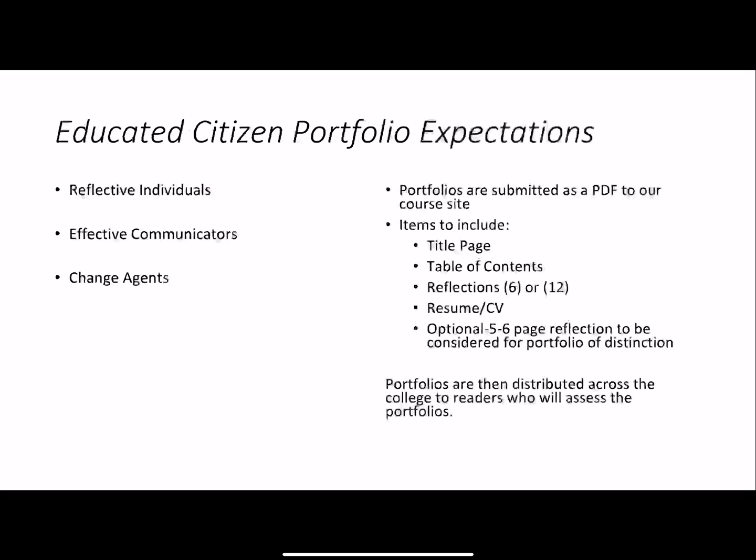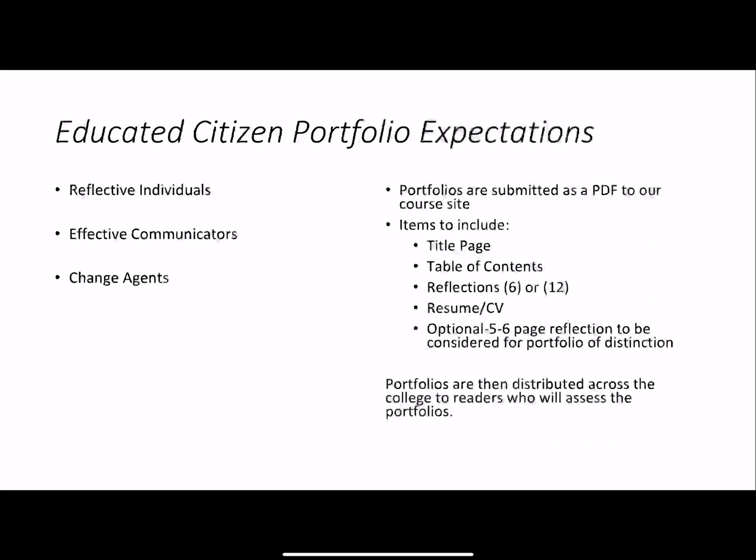Another component of the portfolio is a resume, or another word for a resume is a CV, a curriculum vitae. And then as part of the portfolio assignment, you can choose to write an additional 5 to 6 page reflection called the critical reflection paper.